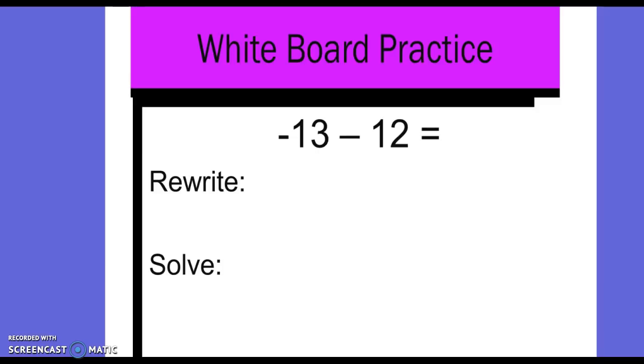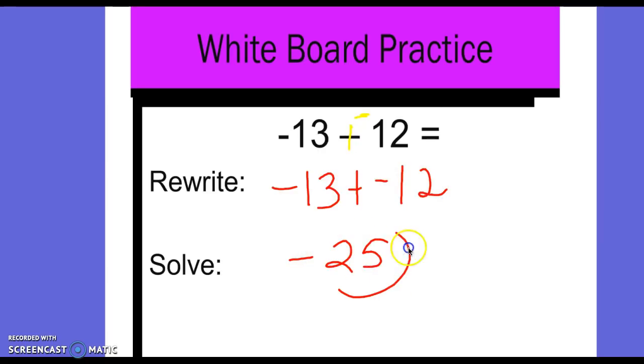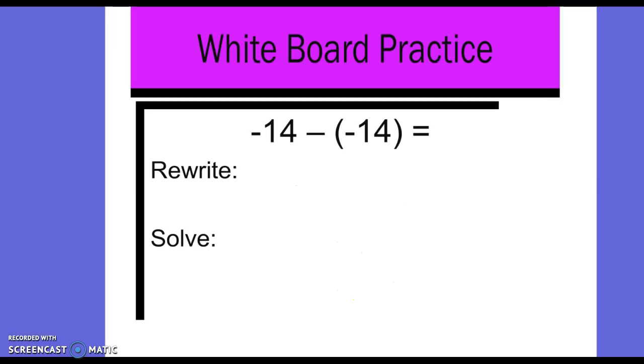So the first problem, negative 13 minus 12. Try it now. All right, let's see if you did this correctly. Change subtraction to adding the opposite. So our new problem becomes negative 13 plus a negative 12, and the answer then is negative 25. Let's move on to the next problem. Hit pause. When you're ready, come back.